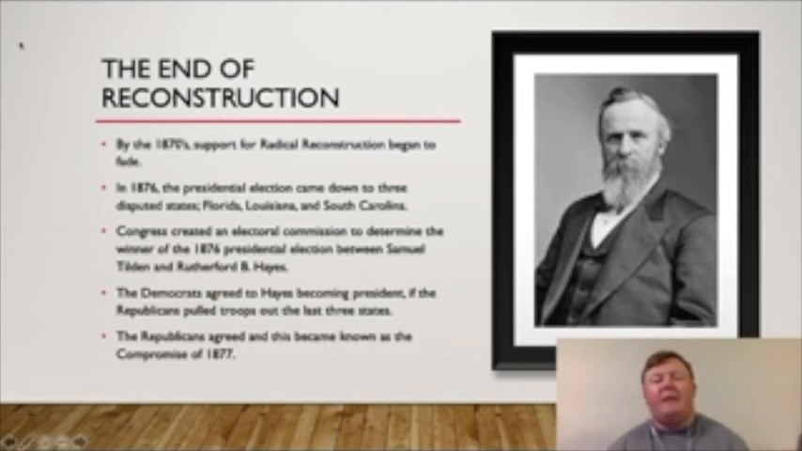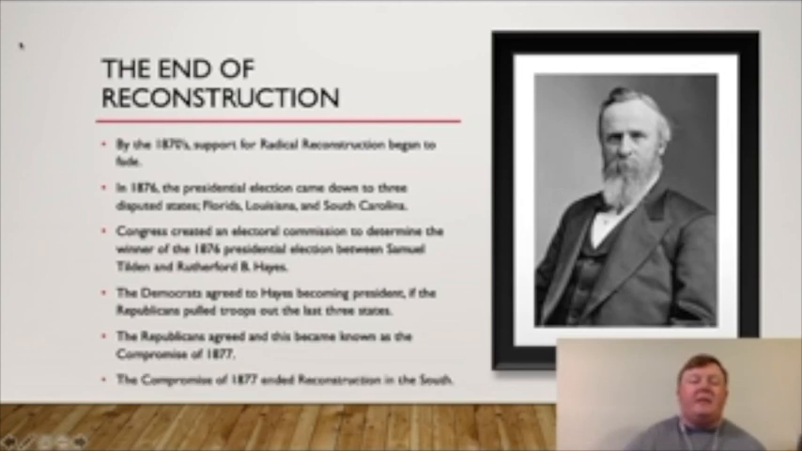Okay, so finally Democrats, which again the South will primarily be Democrat up until the 1900s, are able to take back control of the South and get the Republicans out of the South and back into the North. So with the Compromise of 1877, this basically ends Reconstruction in the South.